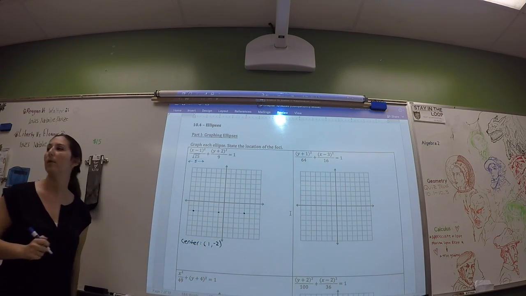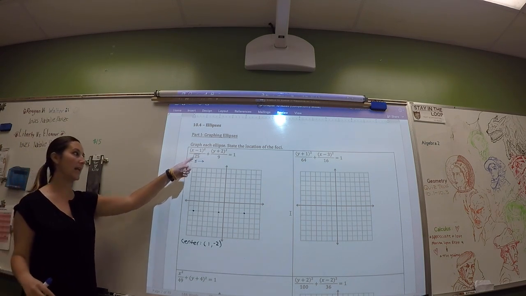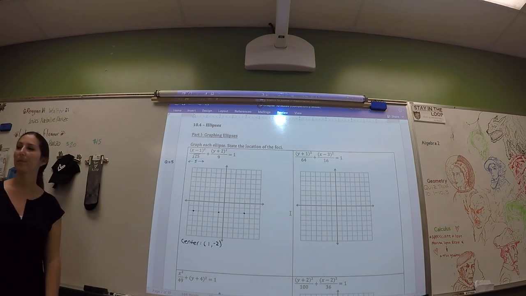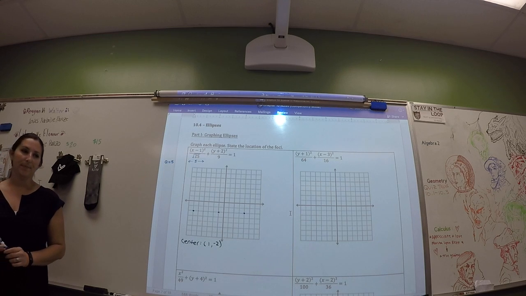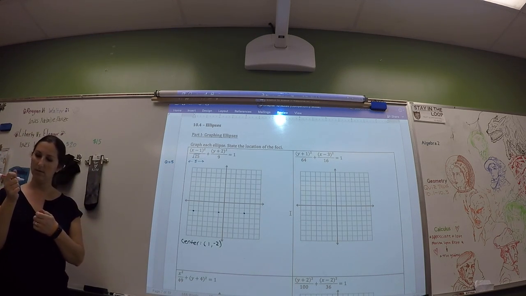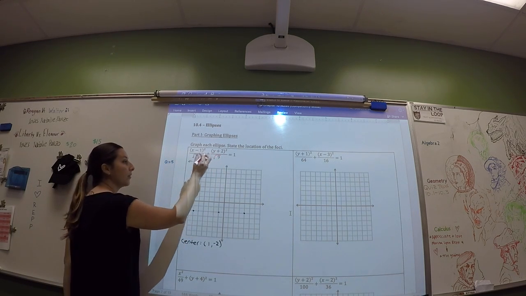Why do you square root it? Because the form of the equation is like x minus h squared over a squared. So this is representing a squared, which means that a has to be 5. There you go. So that means if we square root this one, it's 3.